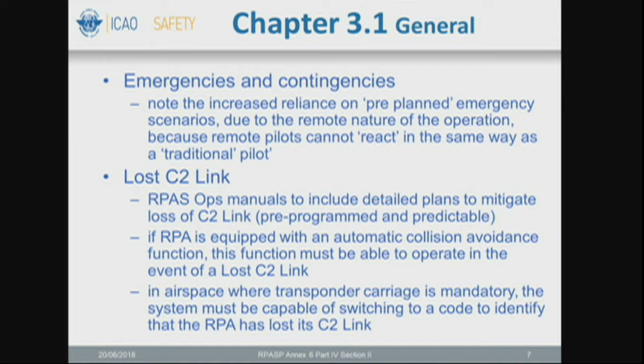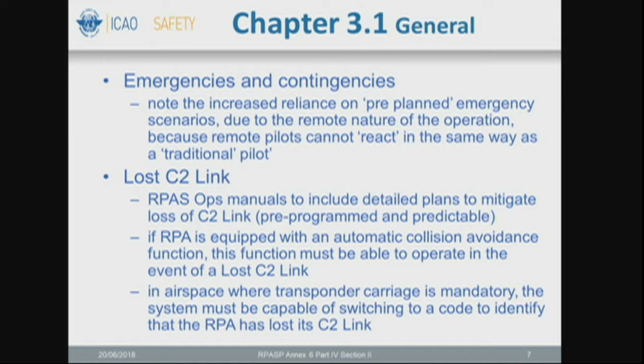For the lost C2 link, which is generally what we consider as one of the major sort of unusual activities compared to a manned aircraft, then the ops manuals have to include detailed plans that mitigate the loss of C2 in terms of pre-planned and predictable manoeuvres and how they're going to be communicated to ATC. If the aircraft is equipped with an automatic collision avoidance function, then this function must be able to operate in the event of a lost C2 link.